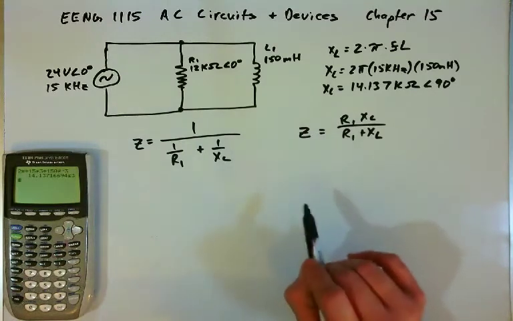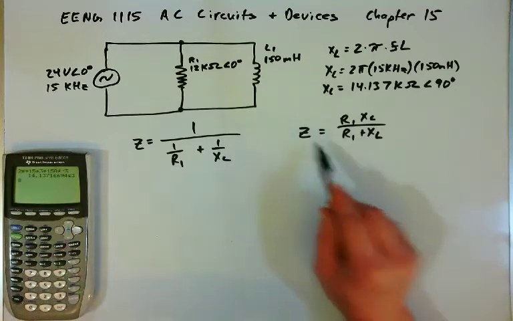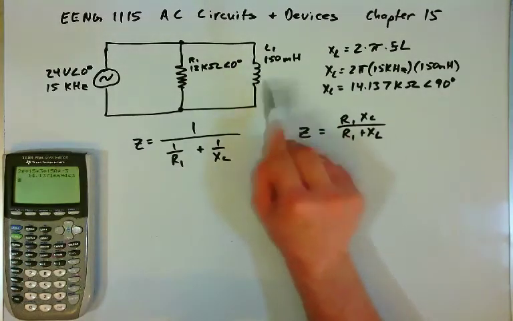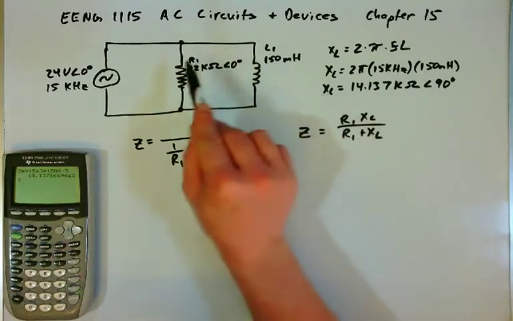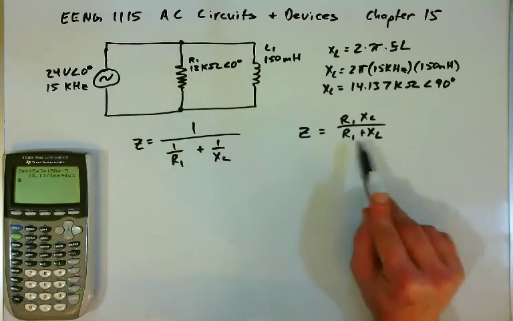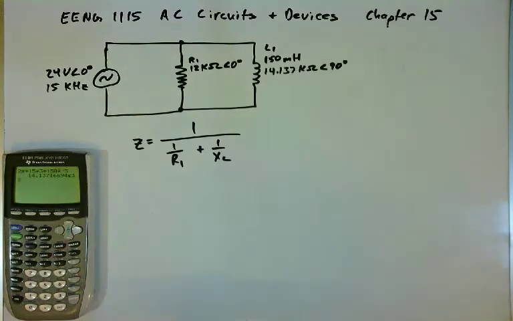If you use product over sum, make sure you know that you can only do this with 2 components at a time. If we had 3, we could combine 2 components first, get a combined resistance, and then combine that combined resistance with the 3rd component using this method, but only 2 at a time. And so I'll do this both ways so that you can see how to do this. I'll use the reciprocal of the sum of the reciprocals first.